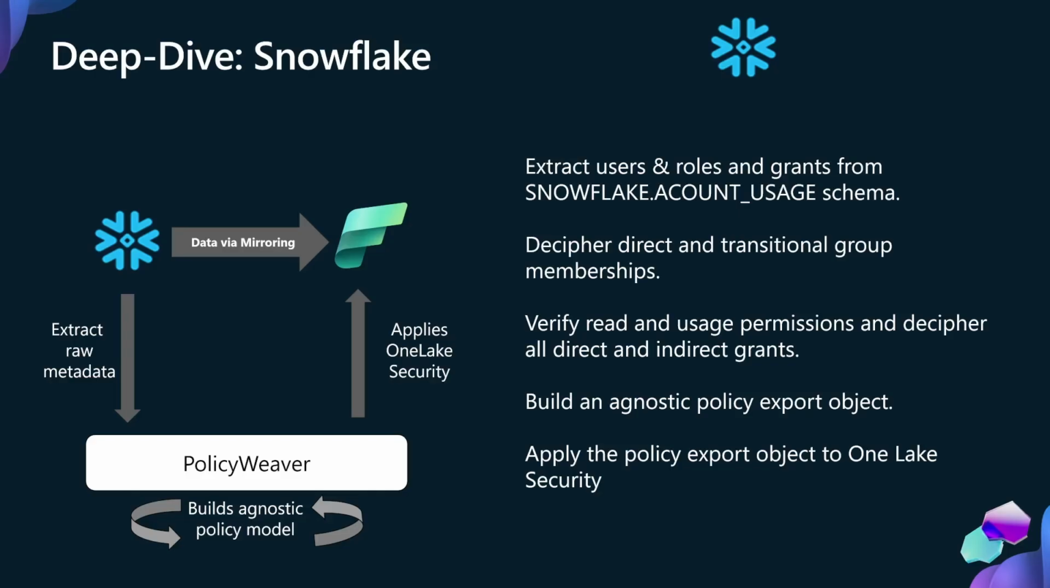It then builds this generic, agnostic policy export object, which Policy Weaver then has the plugin to apply directly on Fabric and the OneLake security roles. So that's basically the process. And now let's jump in and look at how this would look directly in Fabric. I will show the demo, and then I will also go into more details about column level security, row level security, and how to configure it for your environment.